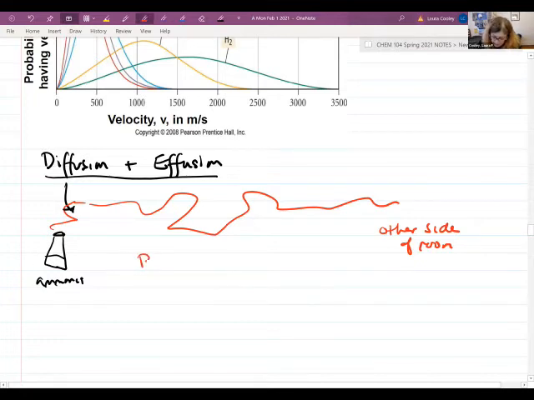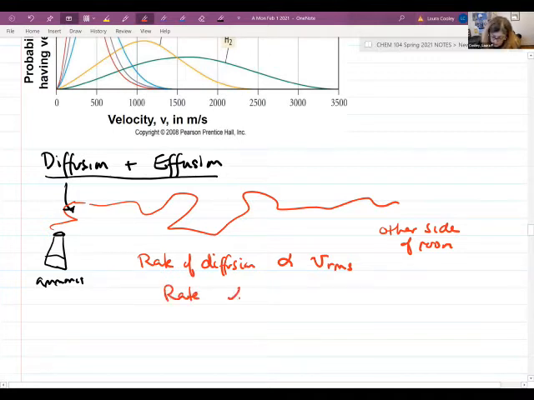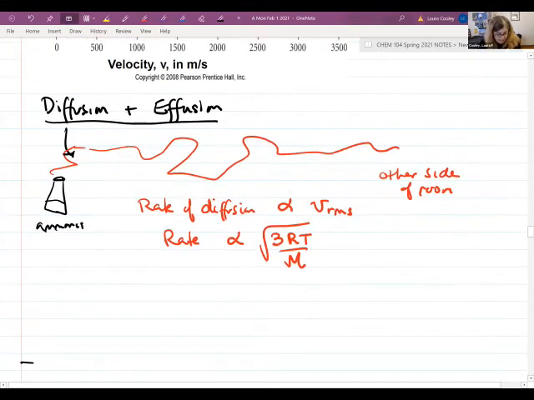The rate of diffusion, which is the movement and mixing of different particles, for example ammonia mixing with air, is proportional to that speed, what we call the root mean square speed, VRMS. So that means the rate of diffusion is proportional to the square root of 3RT over the molar mass, and so it's proportional to 1 over the square root of the molar mass. This is the rate of diffusion.